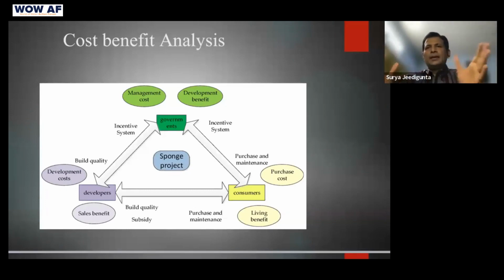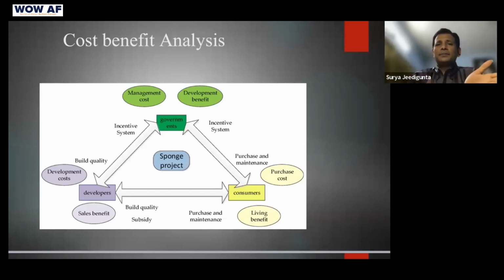Now, if you look at this triangle, each entity, whether it's the government, citizens, or the developers, does a cost benefit analysis. What will be the cost? What will be the benefit? For example, for a consumer, a buyer of a house, if there is no water scarcity, less heating requirement, and more greenery, then that's a big incentive for him to pay more. So that is from the consumer point of view.